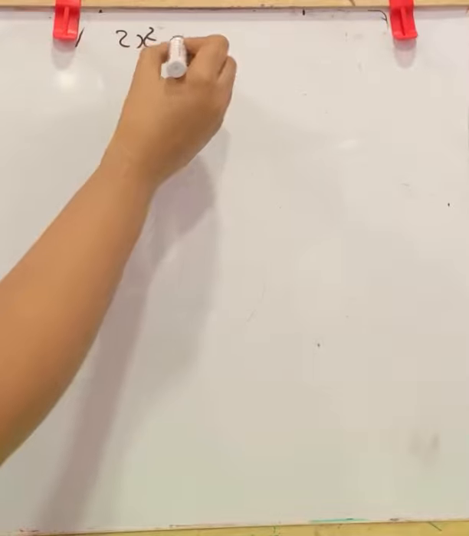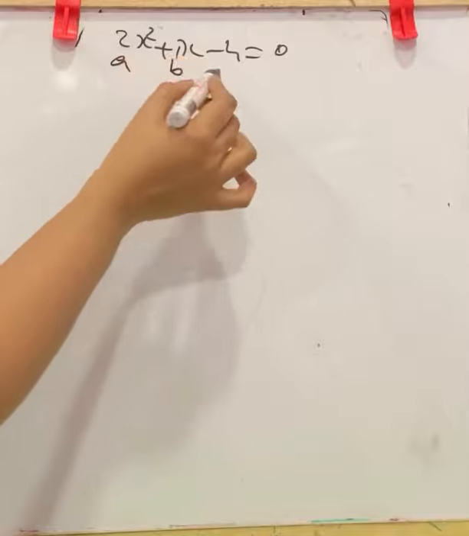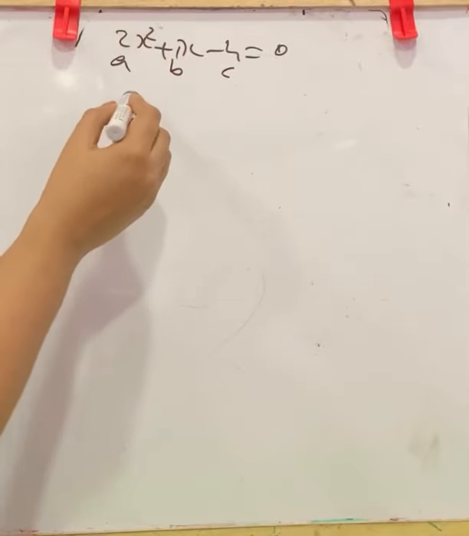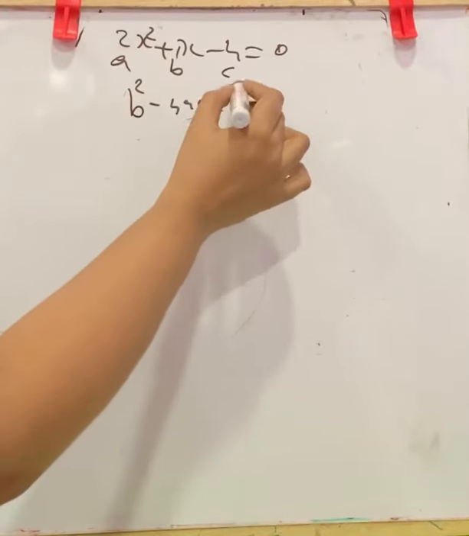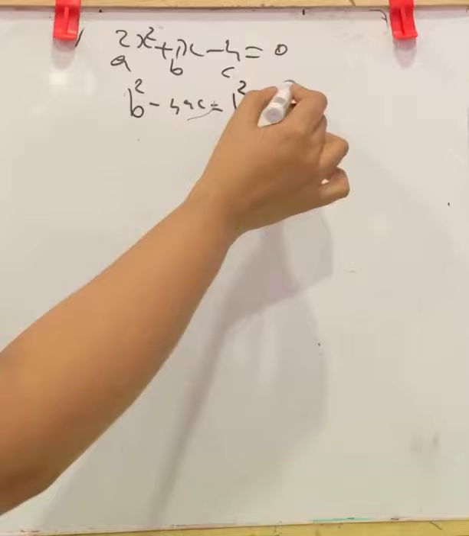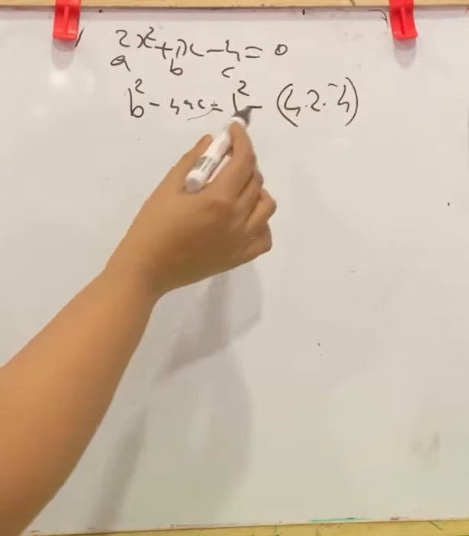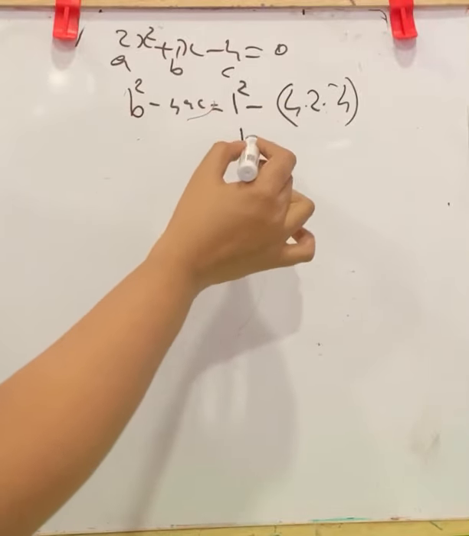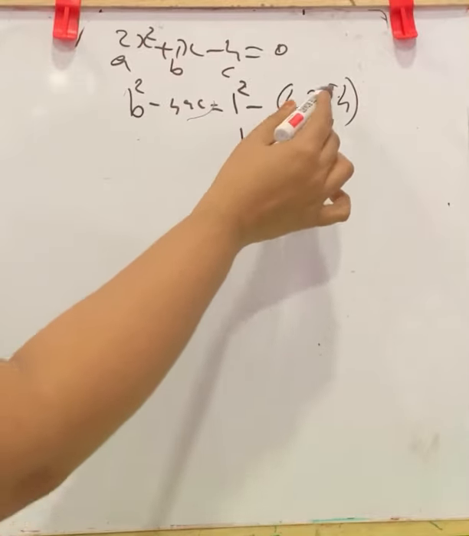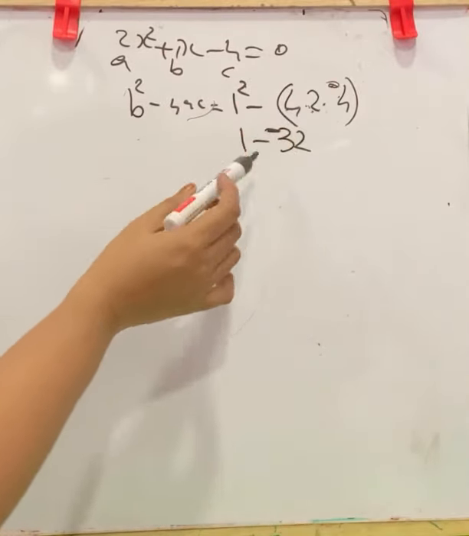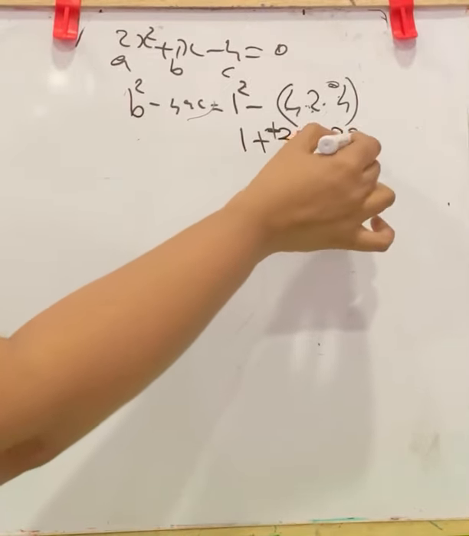2x square plus x minus 4 equal to 0. Here a is 2, b is 1, c is negative 4. First we find b square minus 4ac. b square is 1 square, minus 4 into a, which is 2, into c, which is negative 4. 1 square is 1, minus 4 2s are 8, 8 4s are 32, and we have one negative, so negative. Now 1 minus minus 32 becomes 1 plus 32, and the result is 33, which is greater than 0.